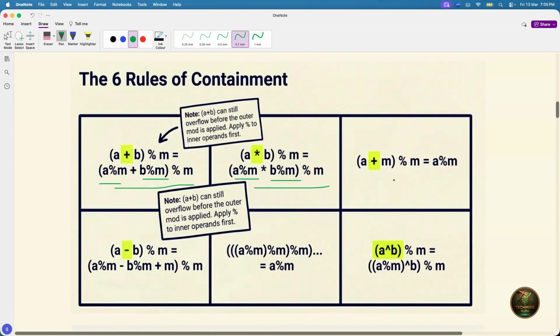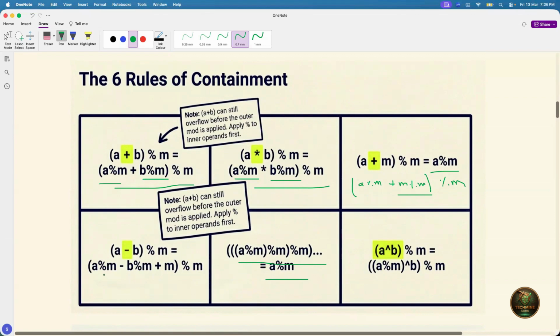Next, we will see what if we keep m here instead of b. If you express this in these terms, it will be a modulus m plus m modulus m, and finally whole modulus m, if we use our first formula. So any number when done modulus its own number, the answer will always be 0. So a plus m modulus m can be expressed as a modulus m only. And if you closely observe, a modulus applied on a number n number of times is equal to doing it one time.